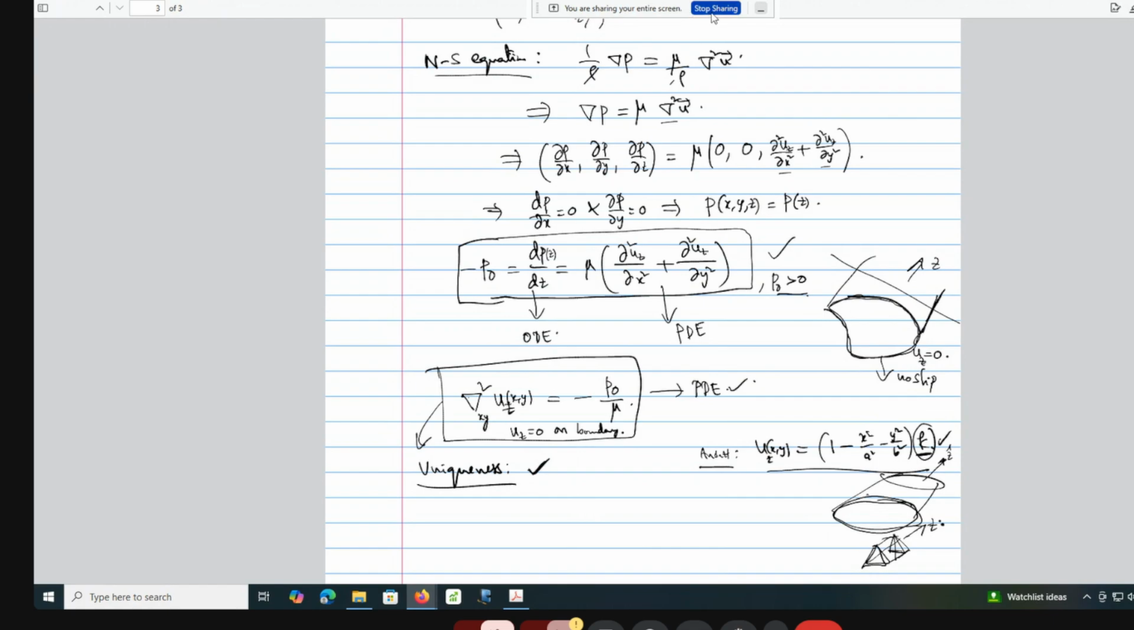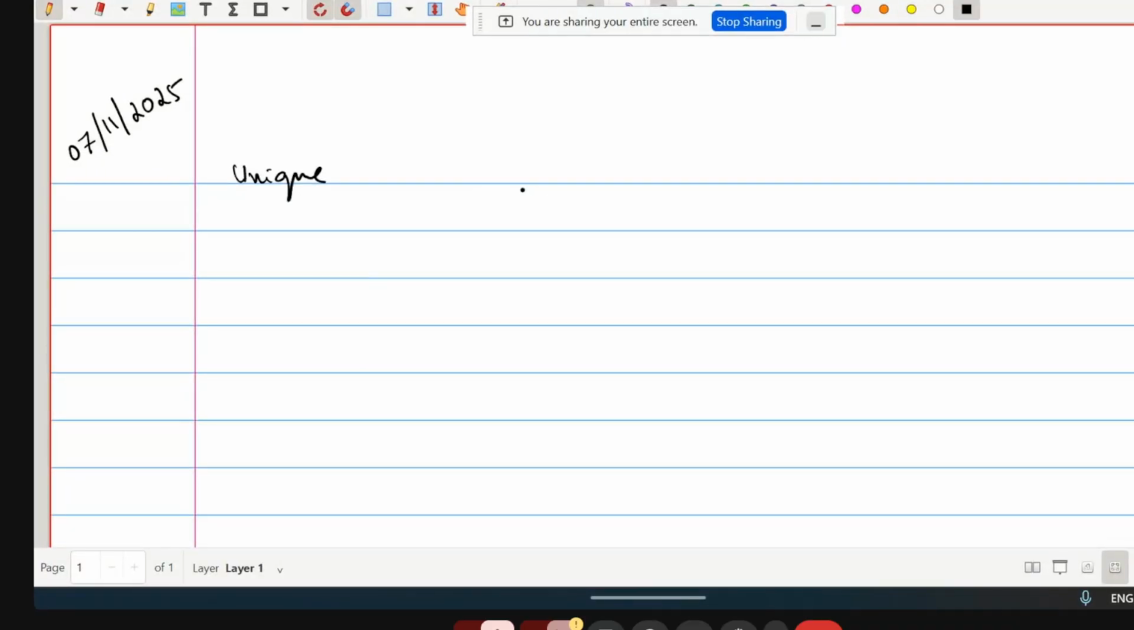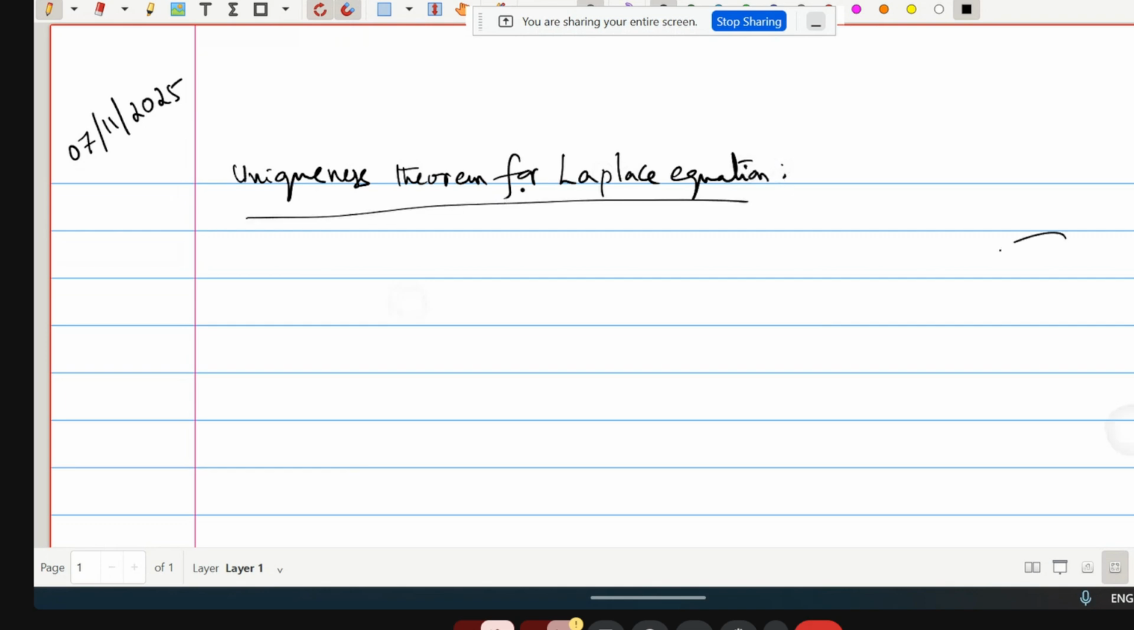Okay, now I stop sharing this one. Can you see mine? Yeah, uniqueness theorem for the Laplace equation. What it says is you have some arbitrary cross section, you call it omega. In this you have del square phi equal to 0. Let us call this phi.